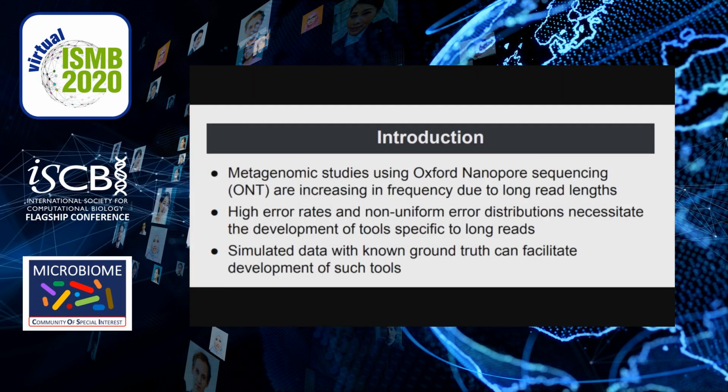Metagenomic studies using long-read sequencing technologies, such as those developed by Oxford Nanopore Technologies, have been increasing in frequency due to the long read lengths it generates. However, compared to the short reads from Illumina, these long reads have high error rates and non-uniform error distributions, which necessitates the development of tools specific to long reads. Simulated data with known ground truth can facilitate the development of such tools.